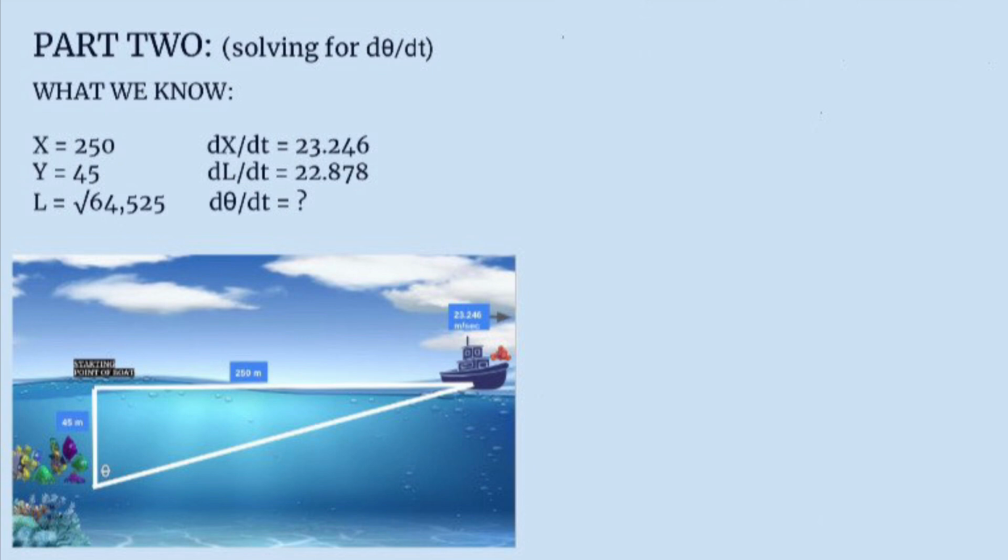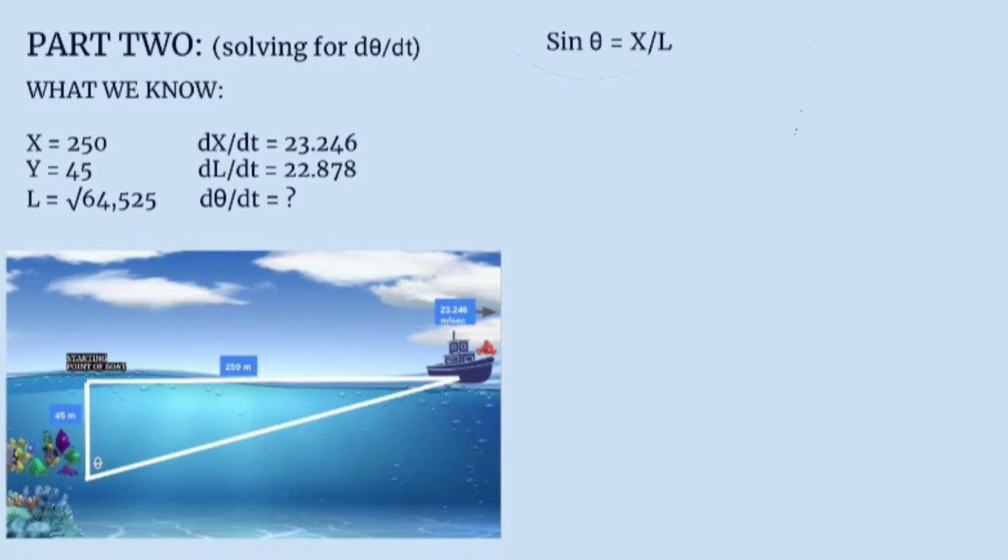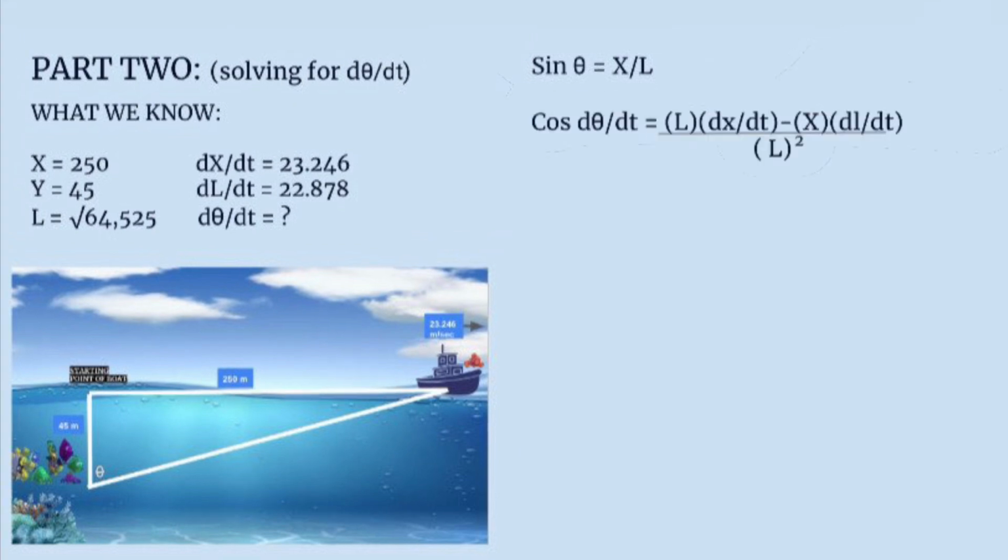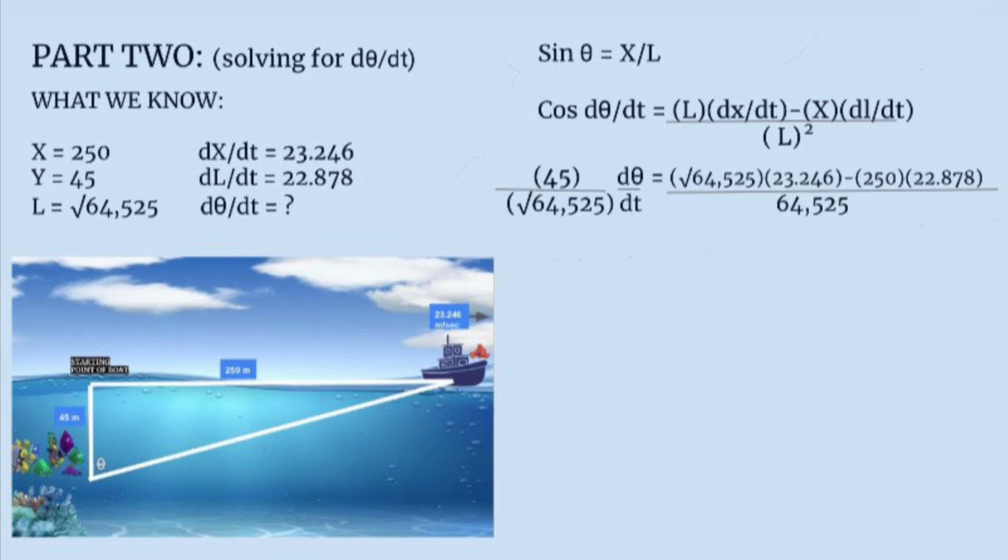Since we finally had all the variables necessary, it was time to solve for dθ/dt. We started out with the equation sine theta equals x over L. Then we took the derivative of all parts and had to use the quotient rule, which left us with cosine θ dθ/dt equals low d high minus high d low all over low low. Then we just plugged in the known values and simplified.